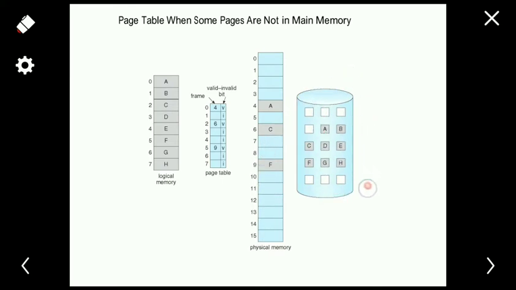So whenever the CPU needs particular pages in the logical memory, it will swap the pages from the secondary memory to the main memory.